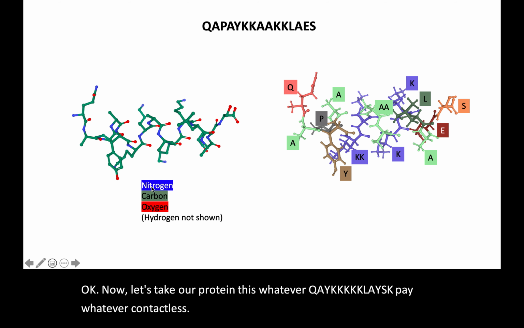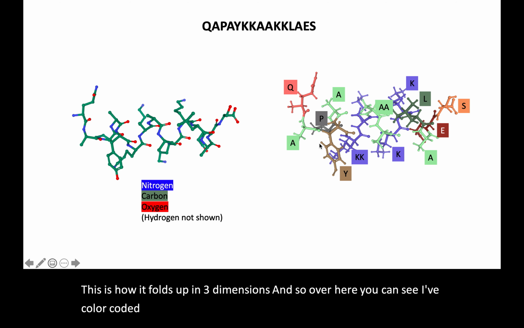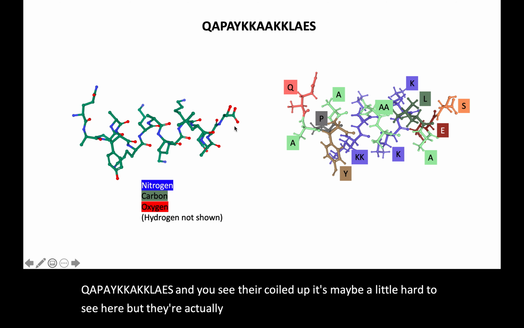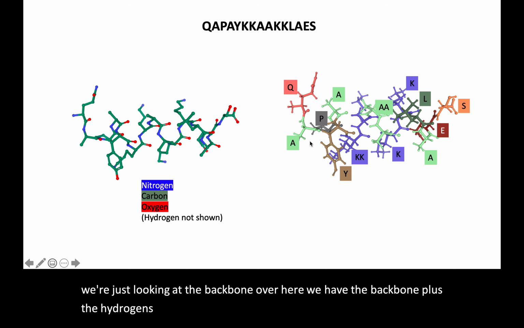Okay, now let's take our protein, QAPAYKKAAKKLAES. This is how it folds up in 3 dimensions. And so over here you can see I've color-coded the amino acids and put them in their order. So Q, A, P, A, Y, K, K, A, A, K, K, L, A, E, S. And you see they're coiled up. It's maybe a little hard to see here, but they're actually coiled up into a little coil. And so here we're just looking at the backbone. Over here we have the backbone plus the hydrogens, shown as those little tiny balls at the end of the sticks. It's a little simpler, I think.